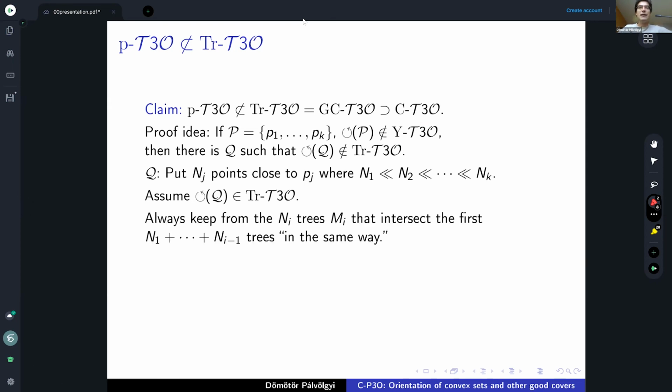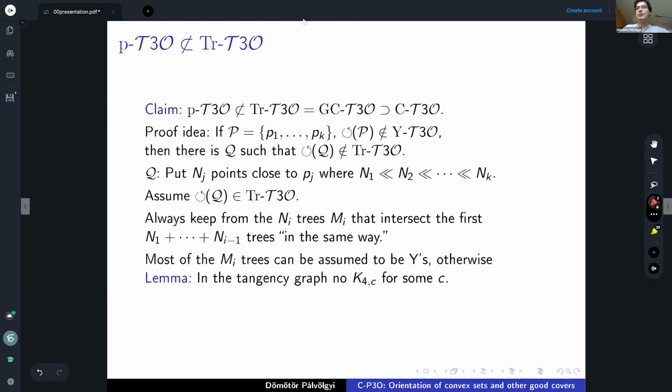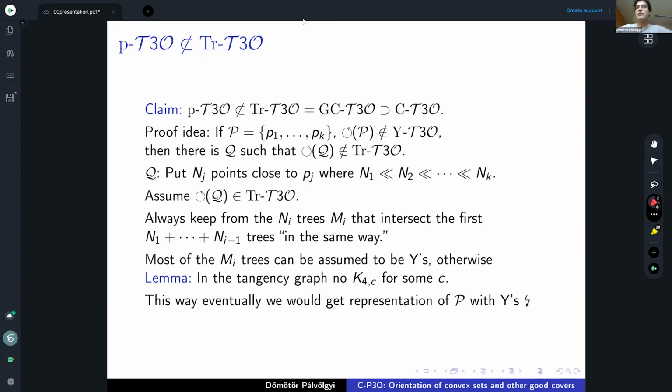And I will only keep a small fraction of these tree shapes that intersect the other trees in a nice way. And there's one more lemma that we use that's about some tangency graph. It builds on an earlier result by Ackerman, Keszegh, and myself that we had with a very similar proof about tangency graphs. So it was nice that we could also use that. And slowly, slowly, every tree shape we replace with a Y shape, and then we get a contradiction from this. I'm sorry, I don't have time to tell you more, but you can check our paper for the details.